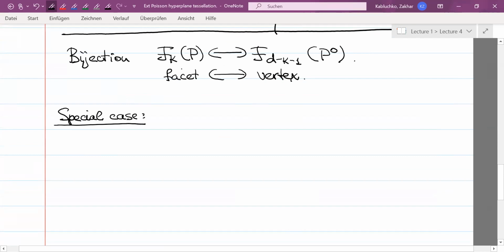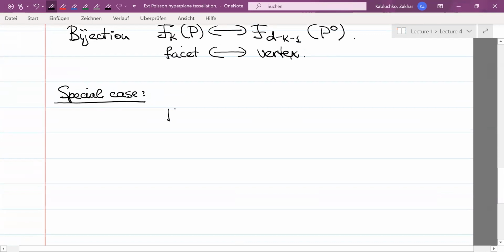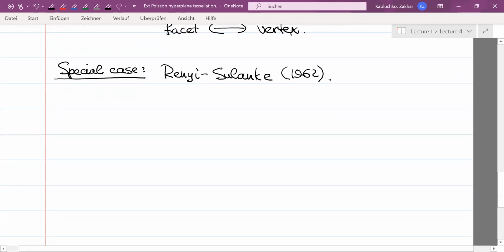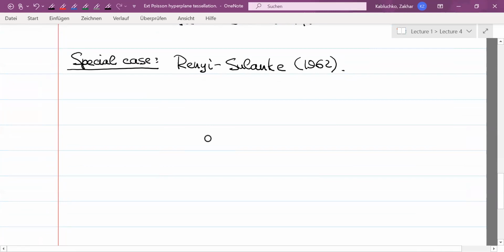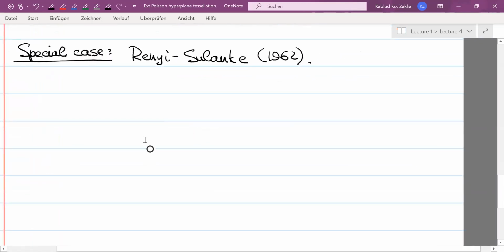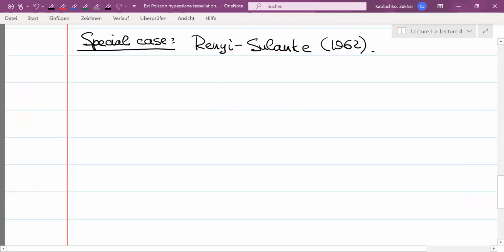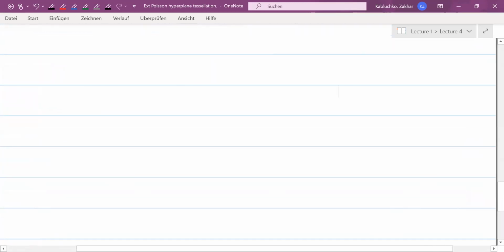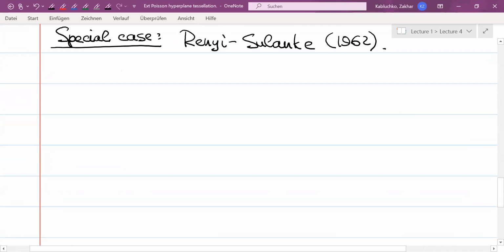It's a problem which has been considered by Rényi and Sulanke, I think in the 60s, I'm not sure the year is correct. They considered the following problem. They studied a random system of inequalities defined in the following way. They were interested in the solutions of a random system of inequalities defined in the following way.